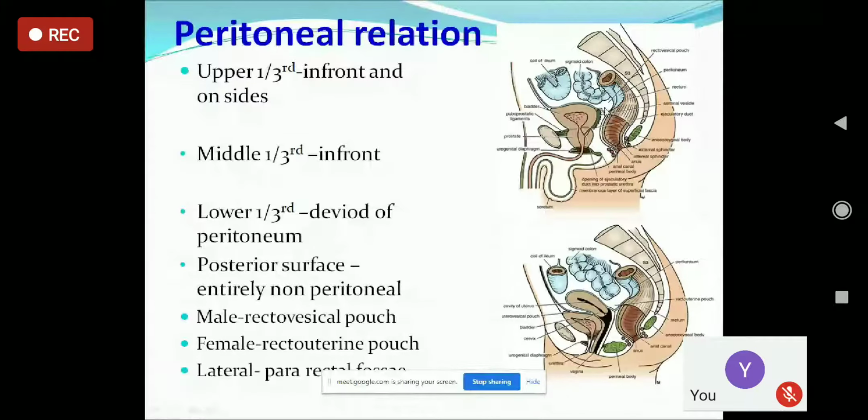So this peritoneal fold will form different pouches, in case of male and in case of female. In case of male, this is the rectum, this is the urinary bladder, so this is the rectovesical pouch. Look here, this is the rectovesical pouch. And in case of female, this is the recto-uterine pouch. This is the uterine cavity and this is the rectum. We'll discuss the pararectal portion in the next slide. So these are the folds formed by the peritoneum.